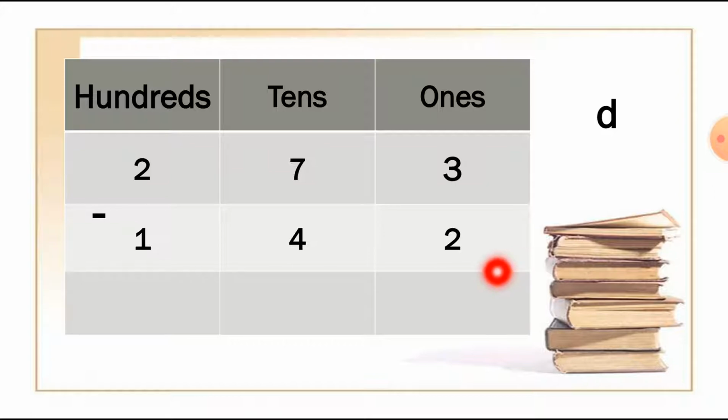Here in the ones column we have 3 minus 2. If you cut 2 from the 3, you will get the answer 1 only. 3 minus 2 is equal to 1. So the ones column is complete. Now let's move to the tens column, 7 minus 4. We have to cut this 4 from this 7. So 7 minus 4 is equal to 3.